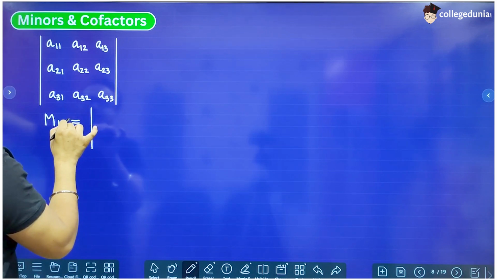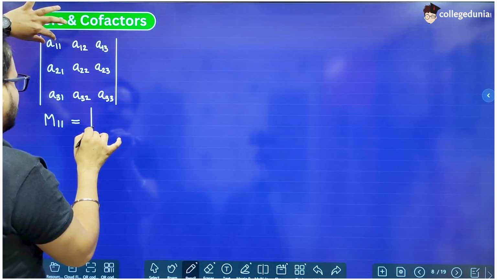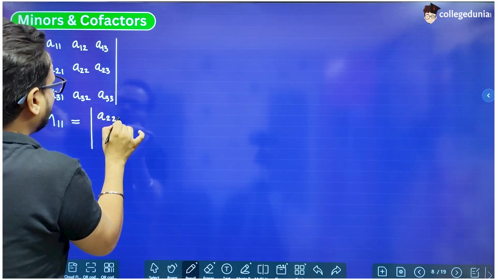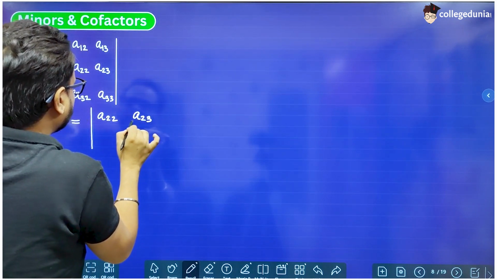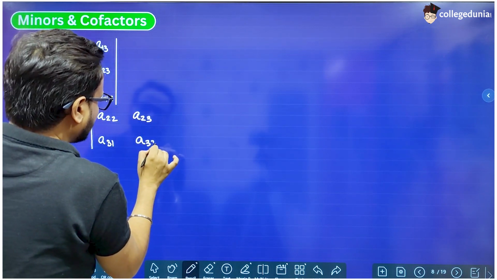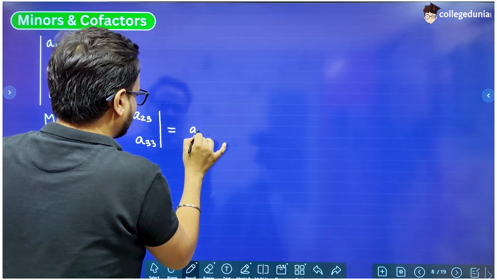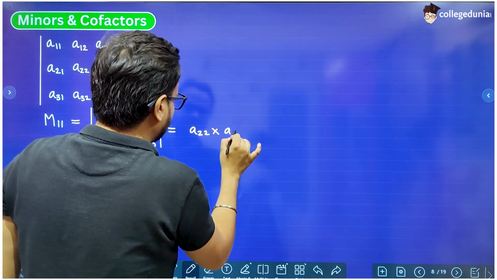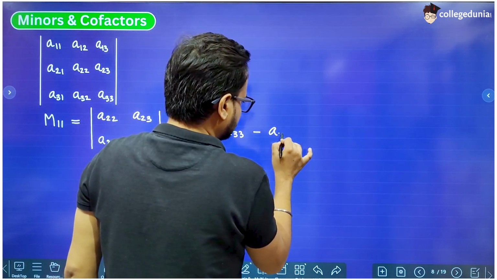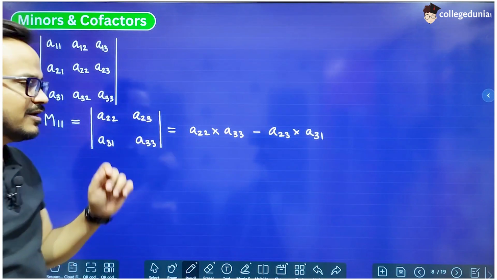So the minor of the first element A11 is M11, which is: leave this row and column, and the determinant of A22, A23, A32 and A33 is left. This will be called the minor of the first element, that is A11. So we will just solve it: A22 into A33 minus A23 into A32. So that is the minor, right?